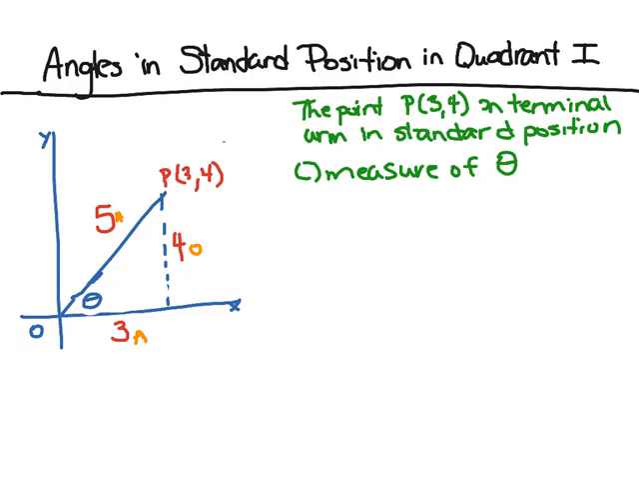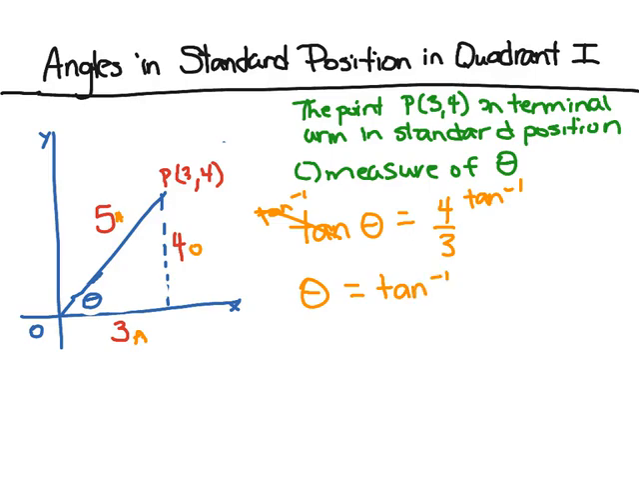If we want to find the measure of theta, you can use any of the trig ratios. So let's use tan. So if we have tan of theta equals 4 over 3, we want to take tan to the negative 1 of both sides. So this cancels out. So theta is equal to tan to the negative 1 of 4 over 3. Type that into your calculator, and you get 53 degrees.